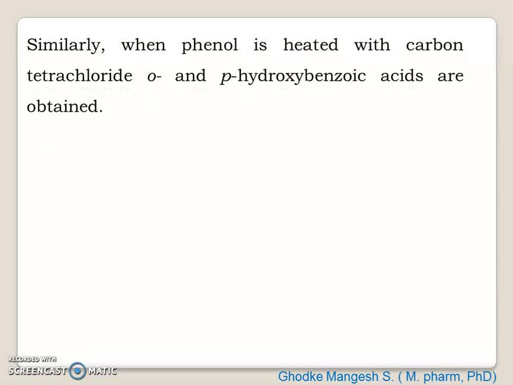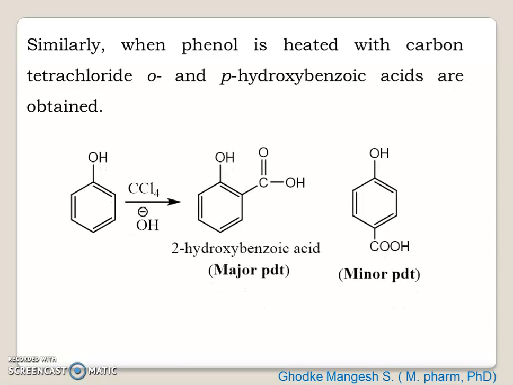Similarly, when phenol is heated with carbon tetrachloride, ortho and para-hydroxybenzoic acids are obtained. This is the general reaction. When phenol is reacted with CCl4 in the presence of base, it will form 2-hydroxybenzoic acid as the major product and a minor product.